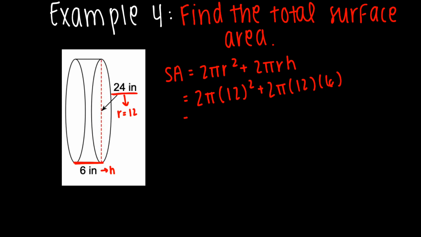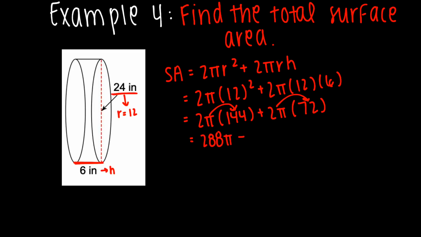I'm going to start simplifying stuff. So 2 pi times 12 squared, or 12 times 12, gives me 144. Plus 2 pi times 12 times 6 should give me 72. So I just simplified the parentheses, multiplied what I could multiply. My next step is to distribute that 2 pi into the parentheses. So 144 times 2 should give me 288 pi.